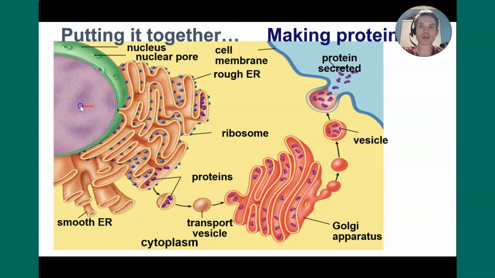So you can see that our proteins would start here in the nucleus. Our protein production starts in the nucleus. The mRNA travels out through nuclear pores. The mRNA then is used as instructions to synthesize protein in the ribosome. These are the rough ER because they have the ribosomes attached to the ER.